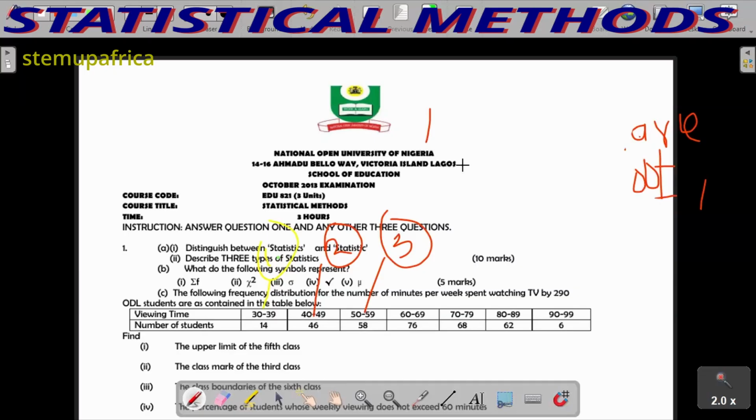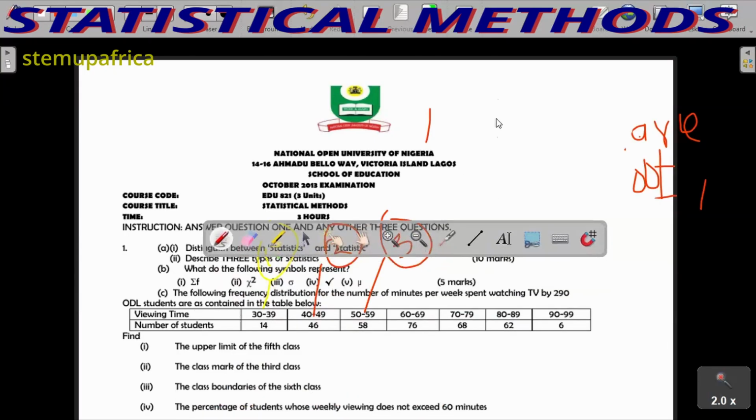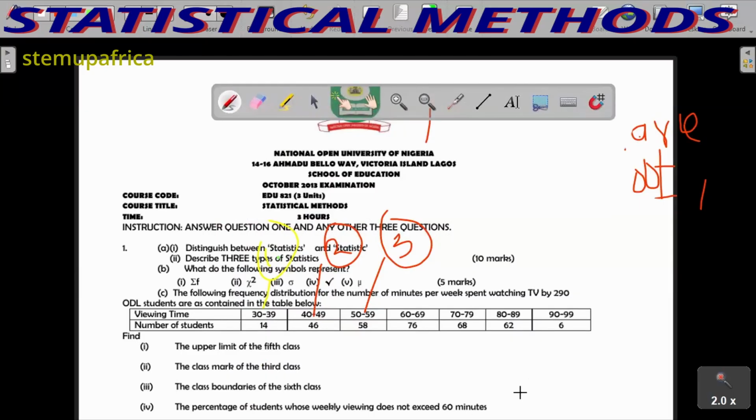So let's go to Roman figure 3. We should determine the class boundary of the sixth class. Which is now the sixth? This is the fourth, this is the fifth, and this is the sixth. So they are asking of 80 to 89 now, because they said it's of the sixth class. So we are dealing with 80 to 89.